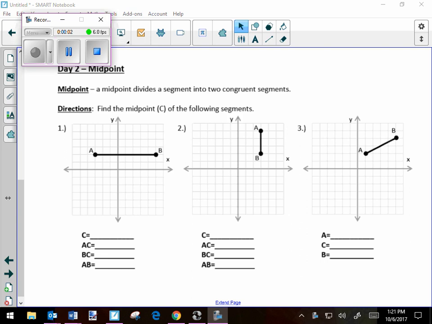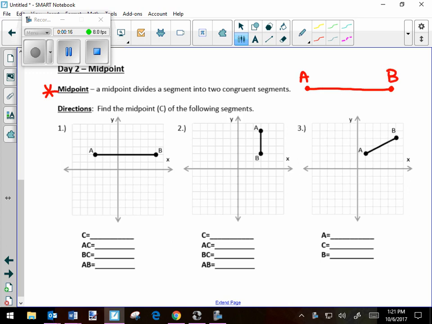For day 2, we're going to spend some time talking about the midpoint of a segment. By definition, a midpoint of a segment divides a segment into two congruent segments. So we've talked about midpoints before. There's a common sense idea that goes with them, but now I'm actually giving you the formal definition.